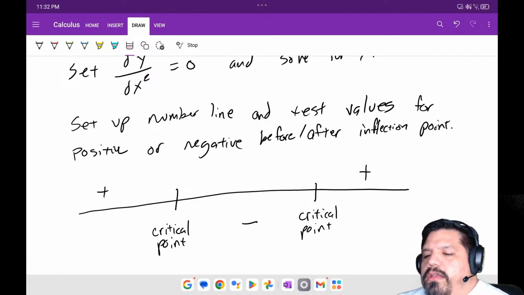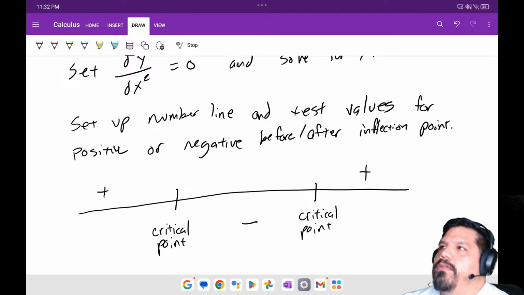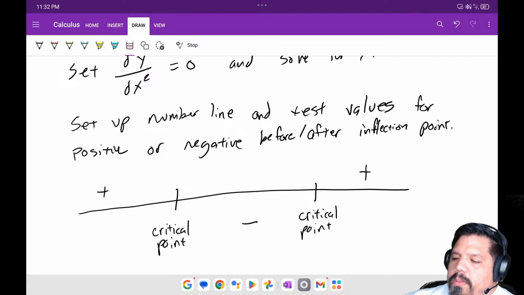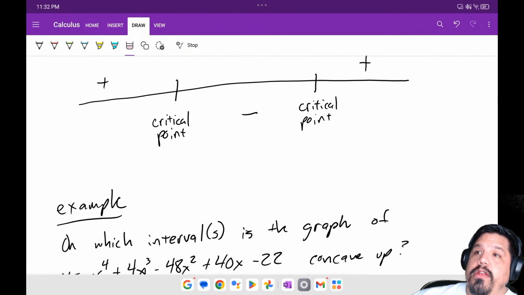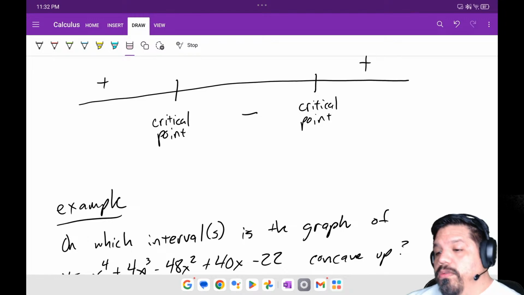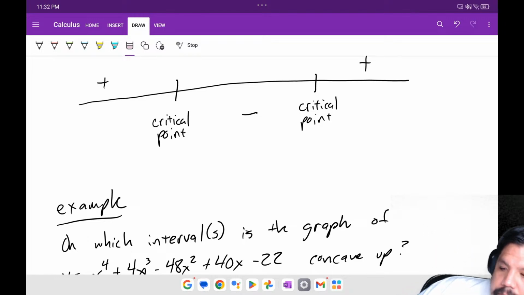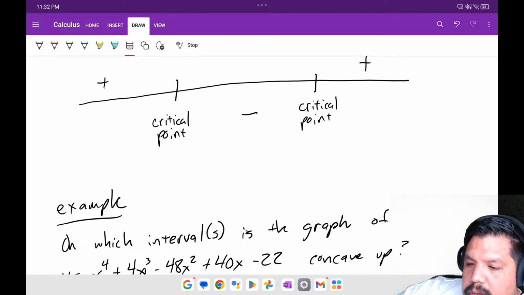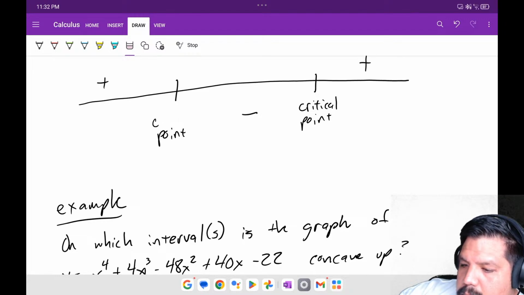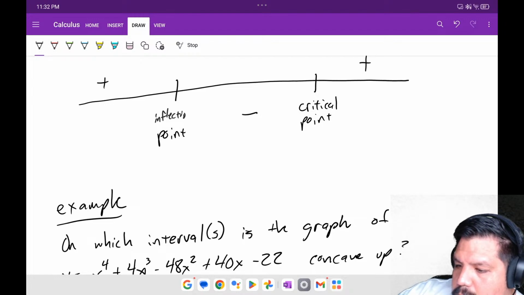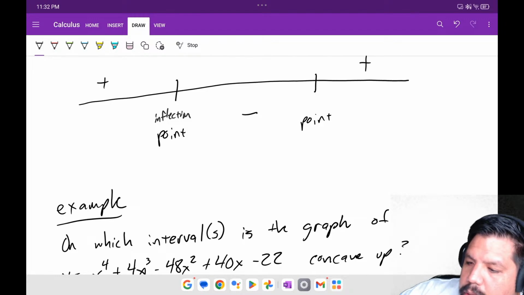Sometimes you're only going to get one, sometimes you get two, sometimes more. It just depends on how high a degree the function is. And that'll tell you how many points you're going to need to check, because you might have multiple inflection points here, right? I wrote critical point, but it's actually inflection point. The critical points are from the first derivative.